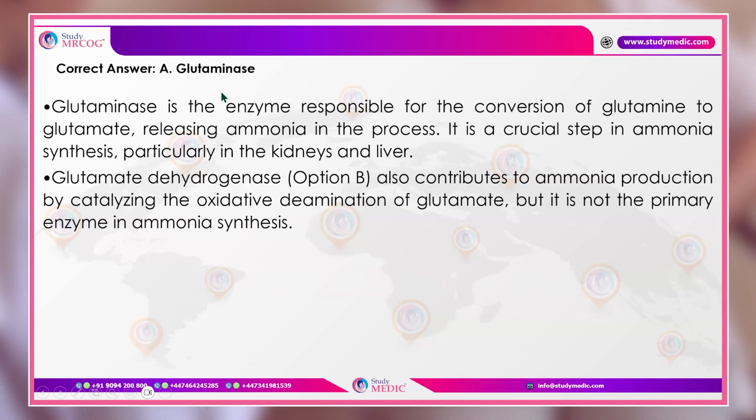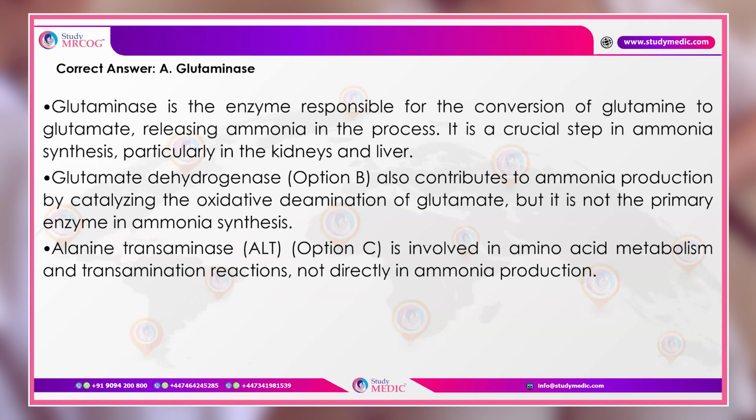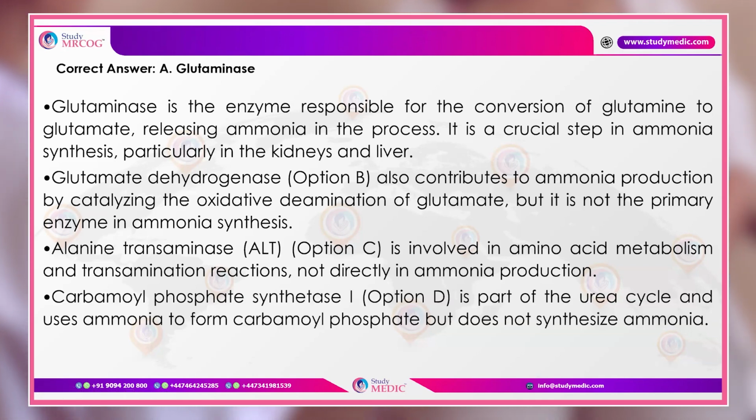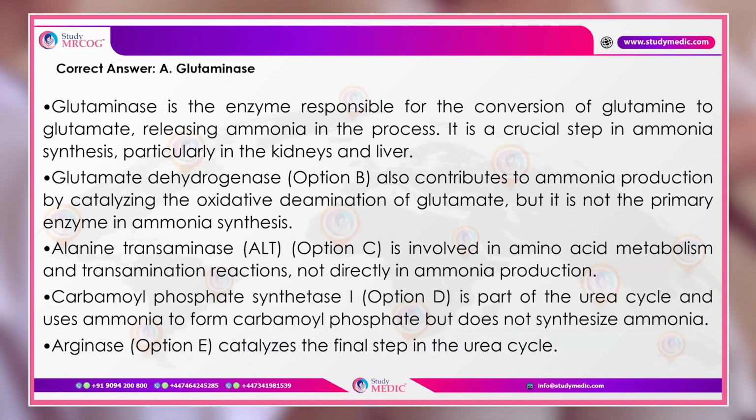What about the second option, glutamate dehydrogenase? It is required, but in a later phase. Here they are asking about the kidney, and the first important step is the glutaminase enzyme. That's why it gets the first choice. Whereas ALT is involved in amino acid metabolism, but not directly in ammonia production. And carbamoyl phosphate synthetase 1 and arginase are enzymes of the urea cycle, not per se in ammonia production.